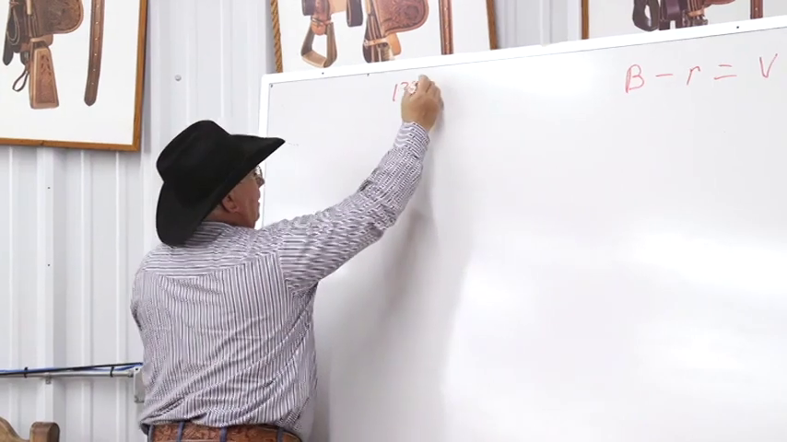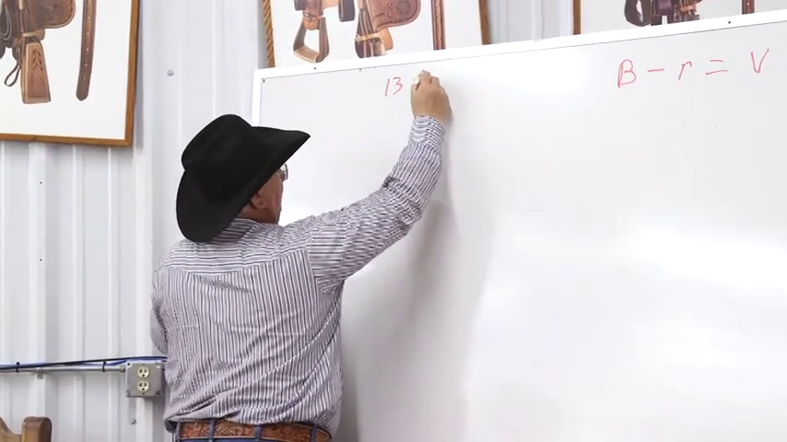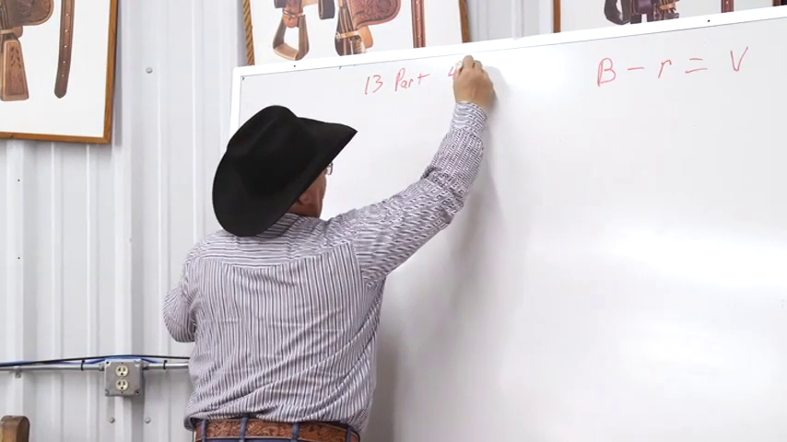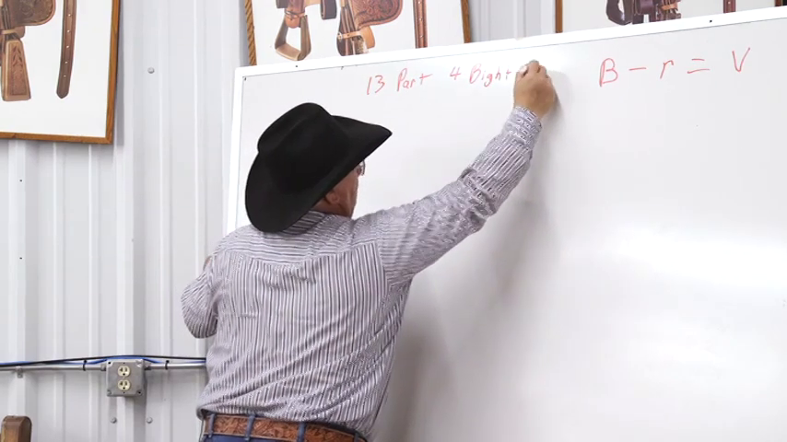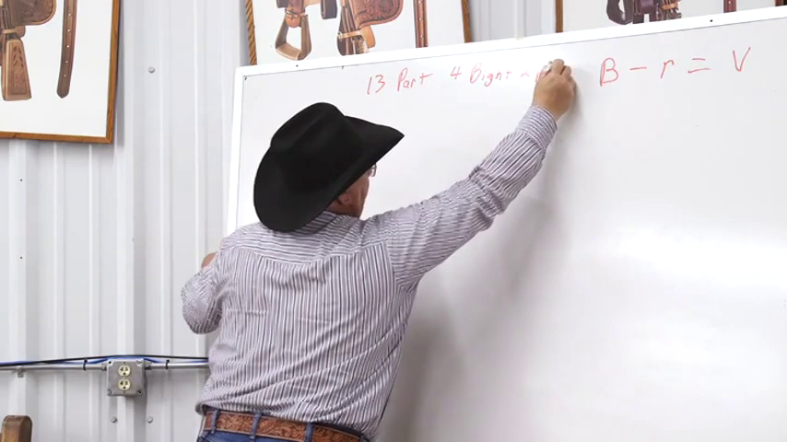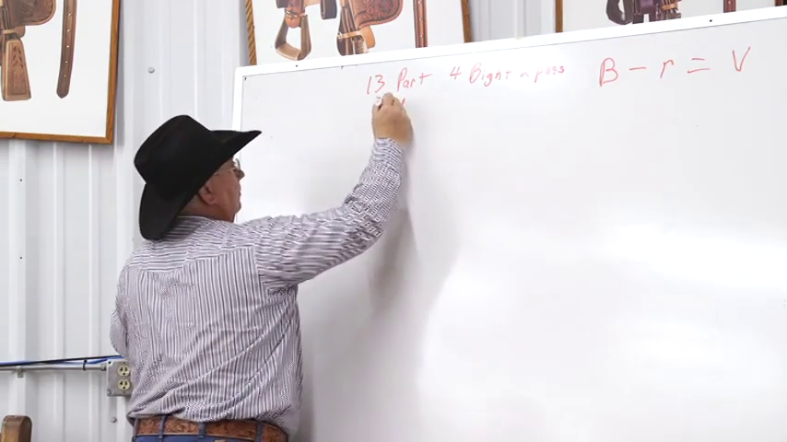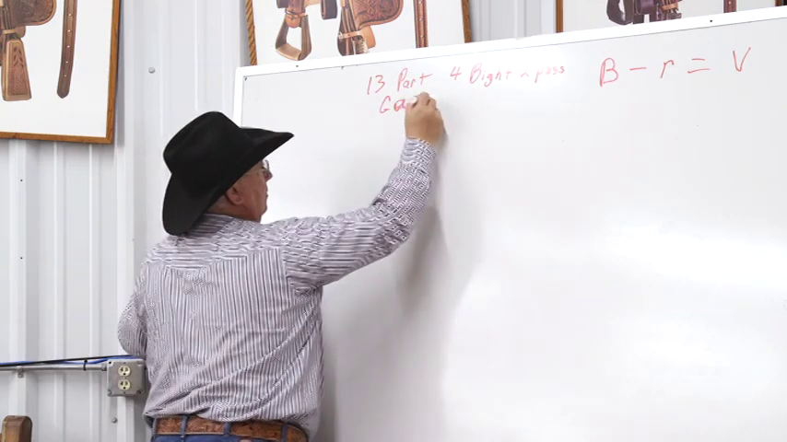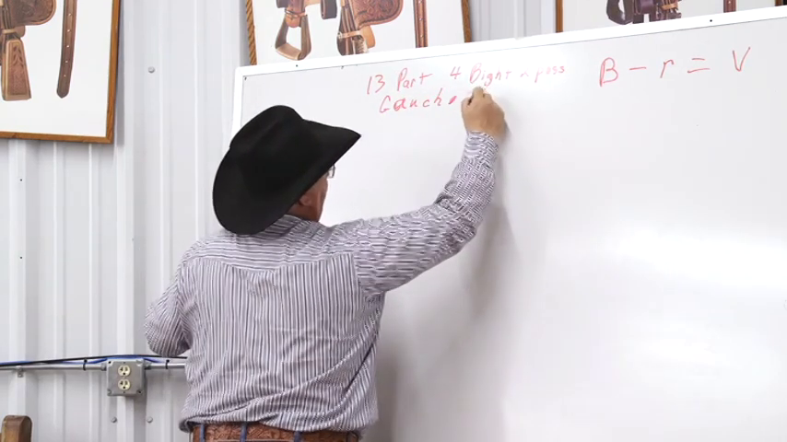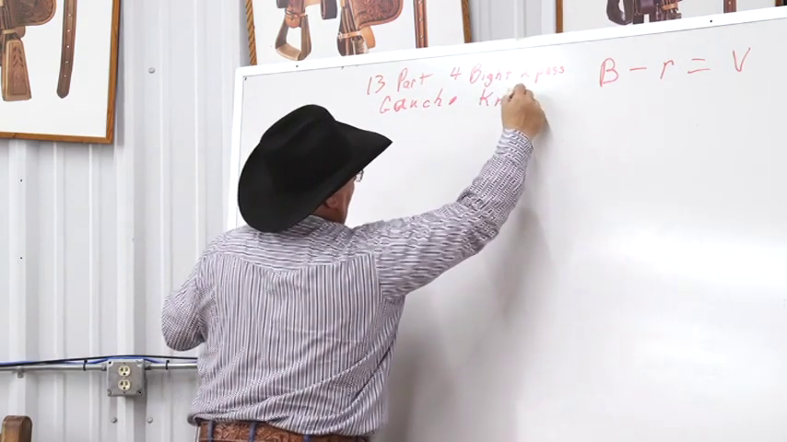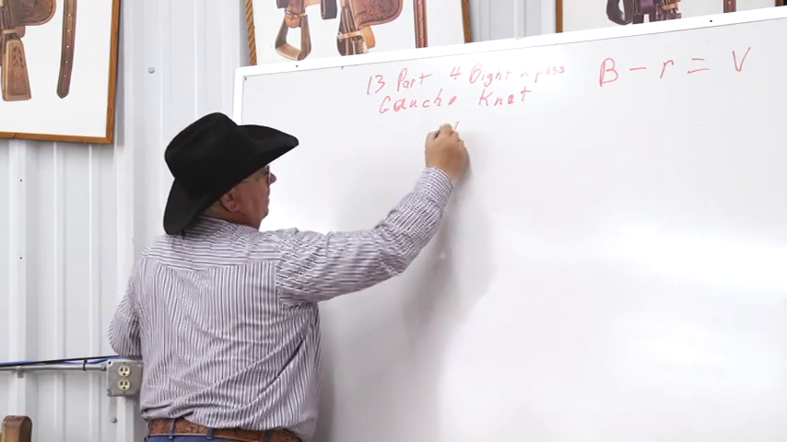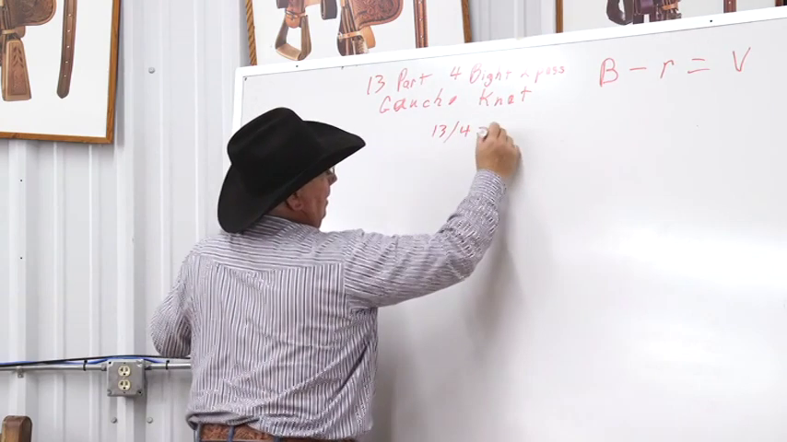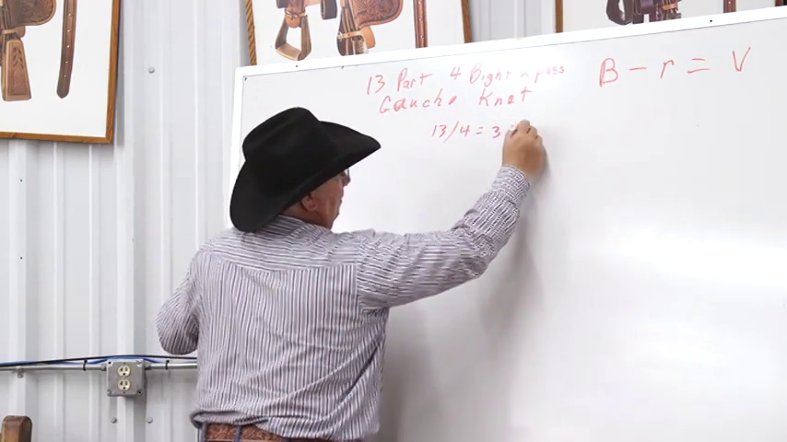Let's call them coded. A 13 part, 4 bite, 2 pass, G-A-U-C-H-O, gaucho knot. So we have 13 divided by 4 is 3 with a remainder of 1.